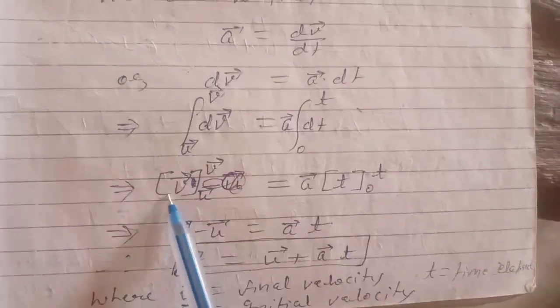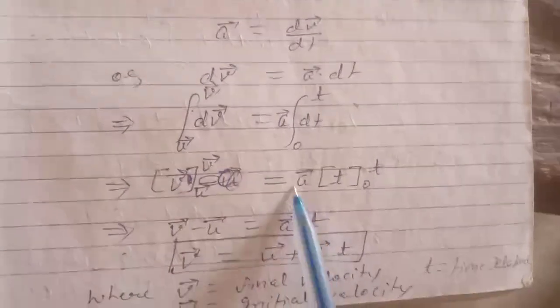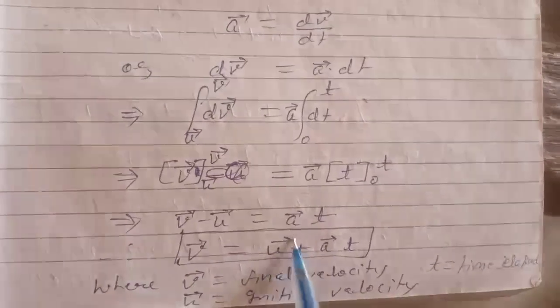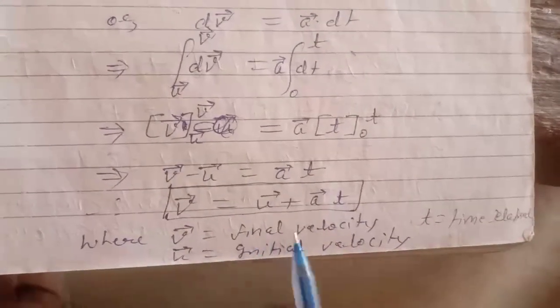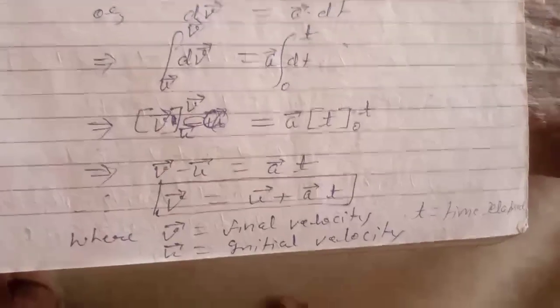So integration of dv is v. In the limit u to v equals a vector into, in the limit 0 to t, or v vector minus u vector equals a vector into t. Hence v vector equals u vector plus a vector into t. v vector is the final velocity vector, t is the time elapsed, and u vector is the initial velocity vector.